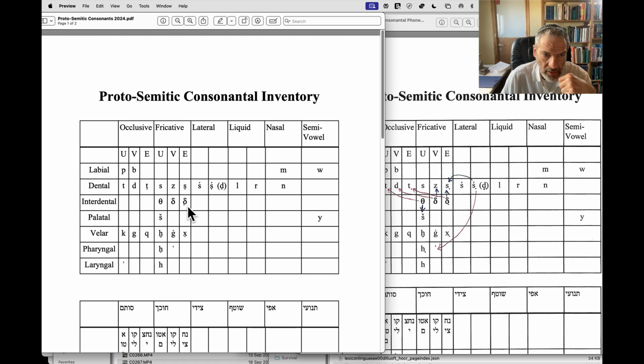And so what are these in Hebrew and Aramaic? In a minute, we'll get to these. Okay, palatal sha, this is the sheen in Hebrew. Now look at the velars, ka, ga, and ka, right? The unvoiced, voiced, and emphatic, ka in Arabic or ka in Ethiopic.